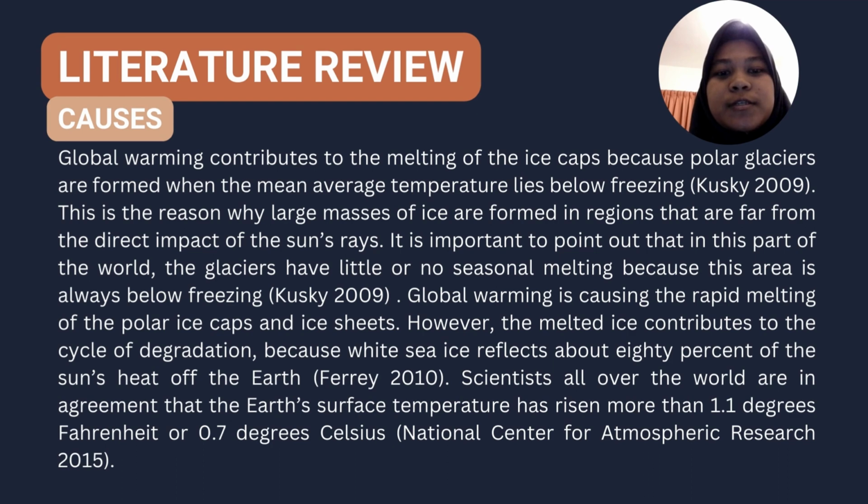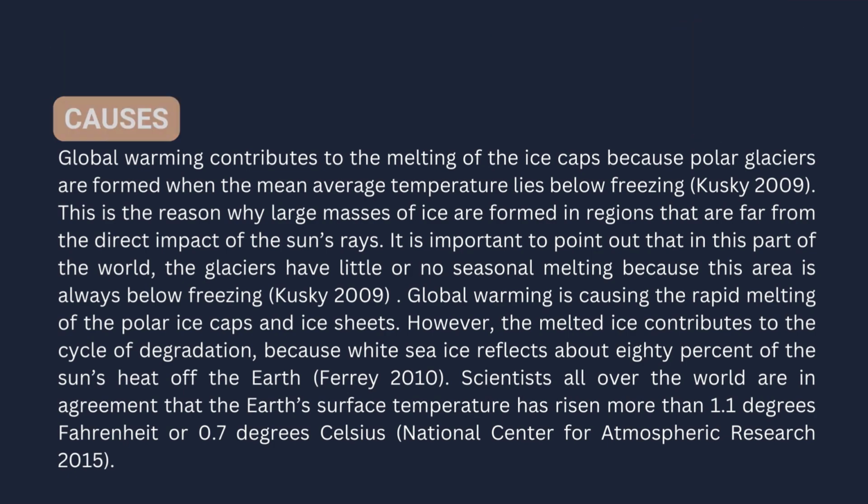Global warming is causing the rapid melting of the polar ice caps and ice sheets. However, the melted ice contributes to the cycle of degradation because white sea ice reflects about 80% of the sun's heat from the Earth. Scientists all over the world are in agreement that the Earth's surface temperature has risen more than 1.1 degrees Fahrenheit or 0.7 degrees Celsius, according to the National Center for Atmospheric Research 2015.